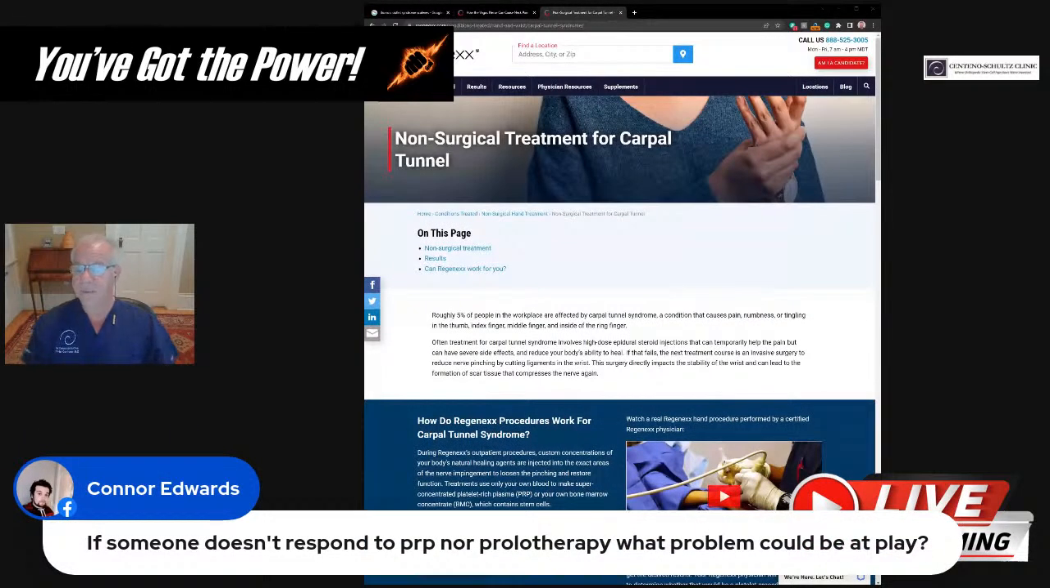If someone doesn't respond to PRP nor prolotherapy, could there be a problem at play? Yeah, if you're an EDS patient in particular, I've seen that certain EDS patients tend to under-respond to PRP treatment of ligaments. They'll frequently respond to prolotherapy treatments, but not always. And some of those patients need bone marrow concentrate to really get a robust effect.